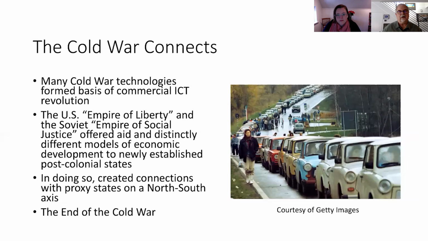In doing so, they created economic connections within their spheres that were on a north-south axis. Admittedly, the east-west axis was divided by the Cold War, but what I'm trying to make the case is that through this mechanism, economic connectivity was created between the northern hemisphere and the southern. And then the Cold War ended, and we see the breakdown of that east-west barrier. And that's an image of everyone trying to drive their Trabants from East Germany into West Germany in 1989. Not much variation in the model, but you could get different colors of the Trabant.